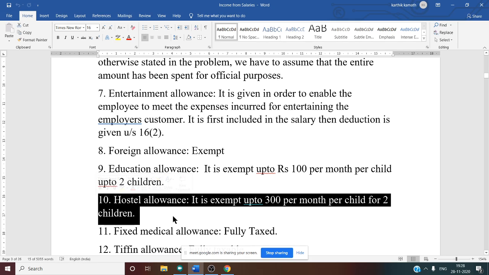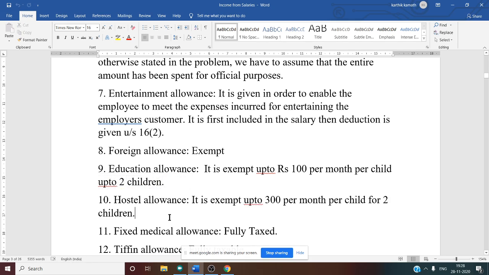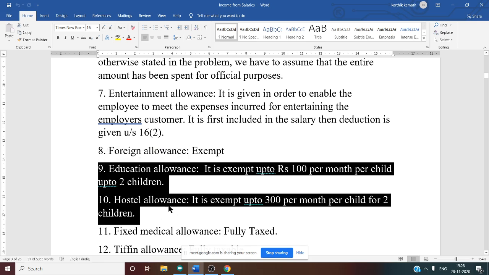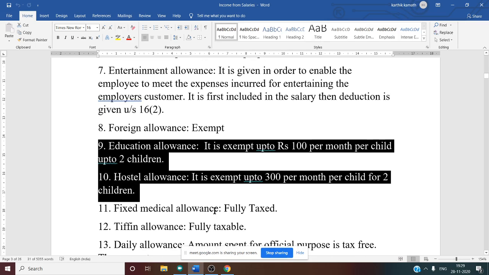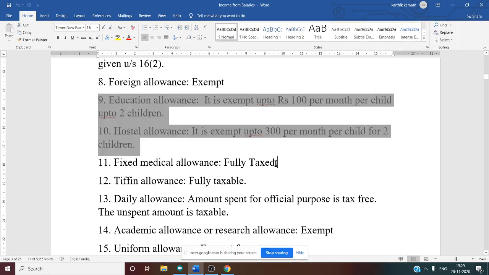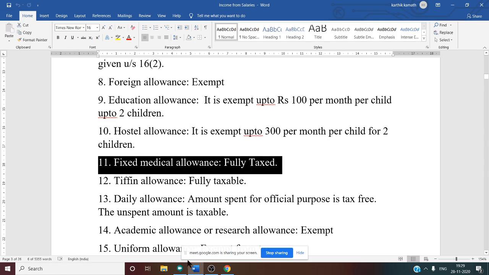Hostel allowance is exempt up to 300 per month. These two are very important, because they come in the 16 mark problem. For education allowance remember 100 rupees, and for hostel allowance 300 rupees is exempt, per child for two children. The exemption is available only for two children.